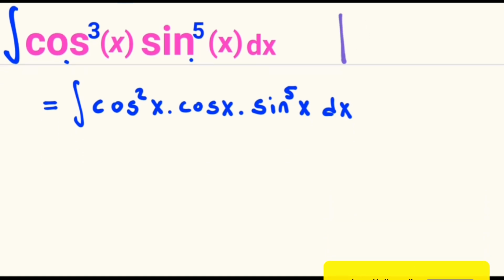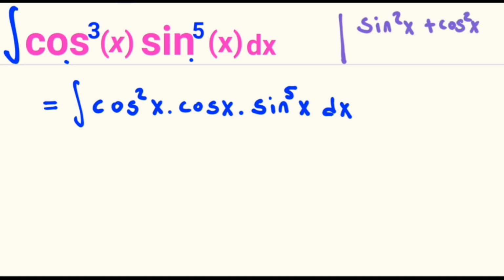Remember the trigonometric identity, sine squared x plus cos squared x is equal to 1. And when we make cos squared x the subject of the formula, we'll have cos squared x equal to 1 minus sine squared x. So in the place of the cos squared x, we'll substitute 1 minus sine squared x.